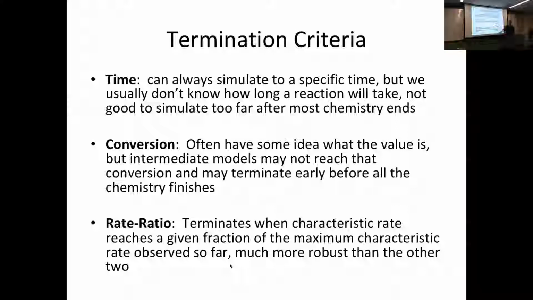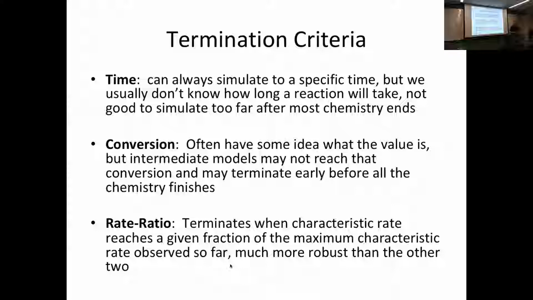And then conversion, which is it simulates out to a specific conversion of one of your initial species. And then rate ratio. Alon probably briefly mentioned that we calculate a characteristic rate to measure how fast the rates are when we're adding stuff to the model. What rate ratio does is we keep track of the maximum value of the characteristic rate, and once we reach a given fraction of that maximum, we assume that whatever event we were tracking, whatever reaction was happening, is over, and then it terminates.